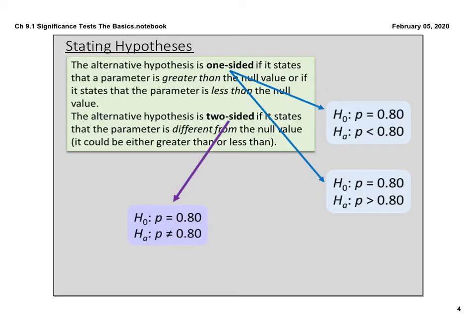The alternative hypothesis is one-sided if it states that the parameter is greater than or less than. It's a two-sided test if you're stating that it's unequal. One-sided means I think it's above or below. Two-sided means I think it's not equal to this, meaning it could be above or below. That's why we call it two-sided.